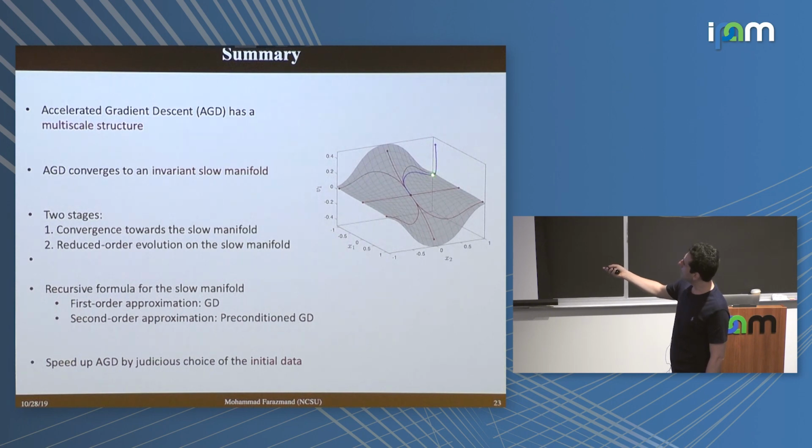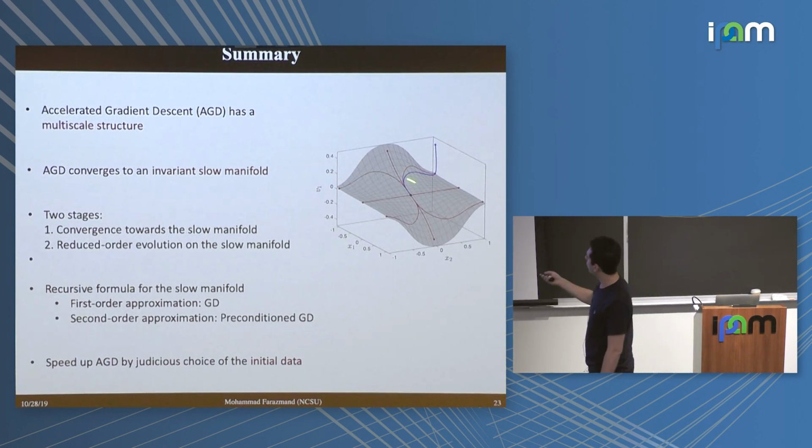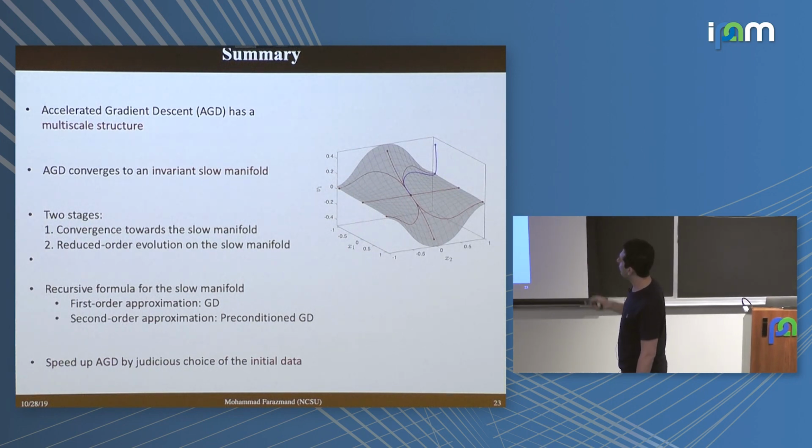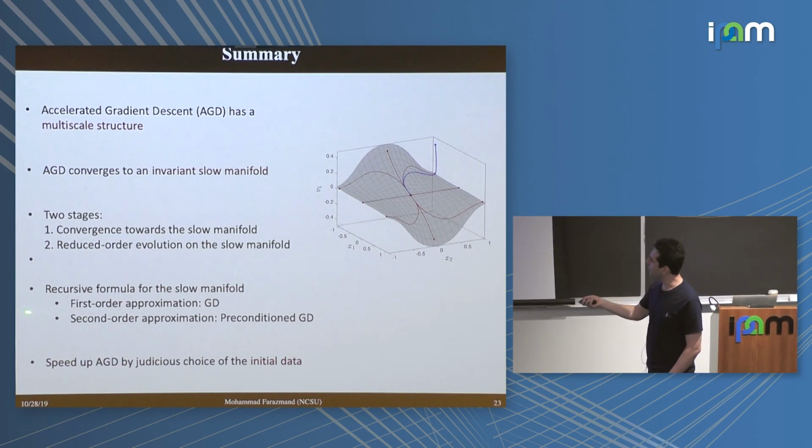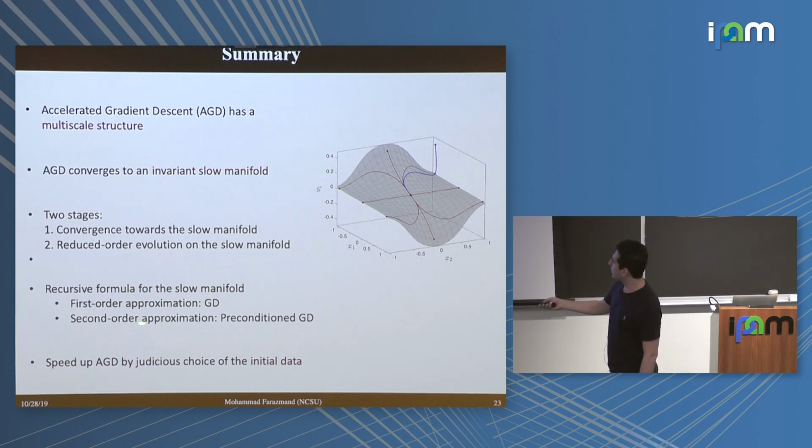And then once you converge to the slow manifold, you can follow a trajectory on the slow manifold that takes you to the minimizer. So there are two stages: converge to the slow manifold and then converge to the minimizer. I also give you recursive formulas for the slow manifold. To the first order, it's really just gradient descent, but it's the higher order terms that distinguish Nesterov's method or Polyak's method from the gradient flow. Those are the important terms. The second order Polyak method becomes a preconditioned gradient descent, which people have studied, but the connection hasn't been made that it's a second order approximation of a slow manifold.